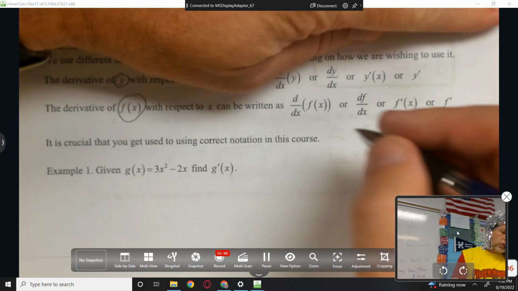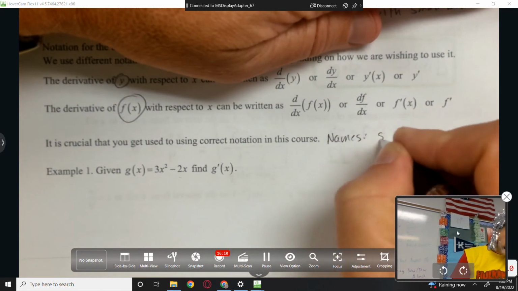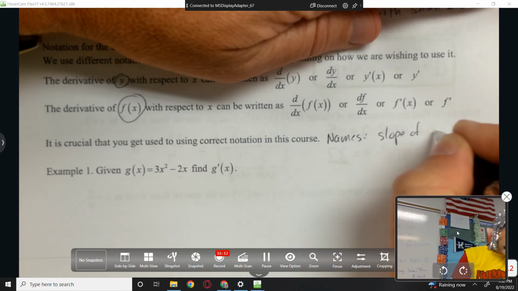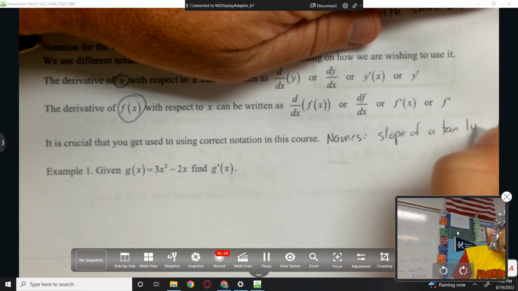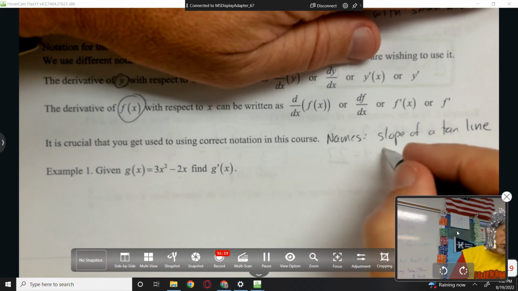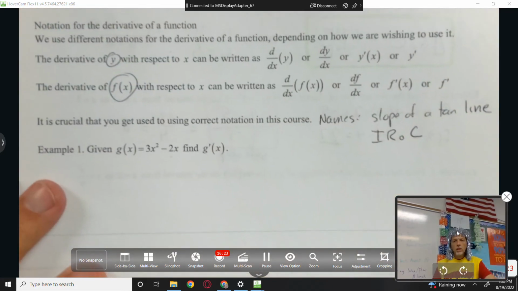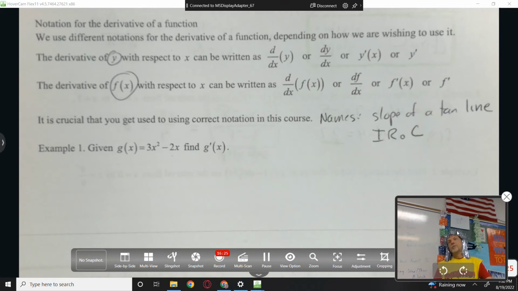In addition to other ways to say it, other names: slope of a tangent line, or instantaneous rate of change. So all of those mean the same thing. And again, we try to mix it up so that you get used to seeing all of them.